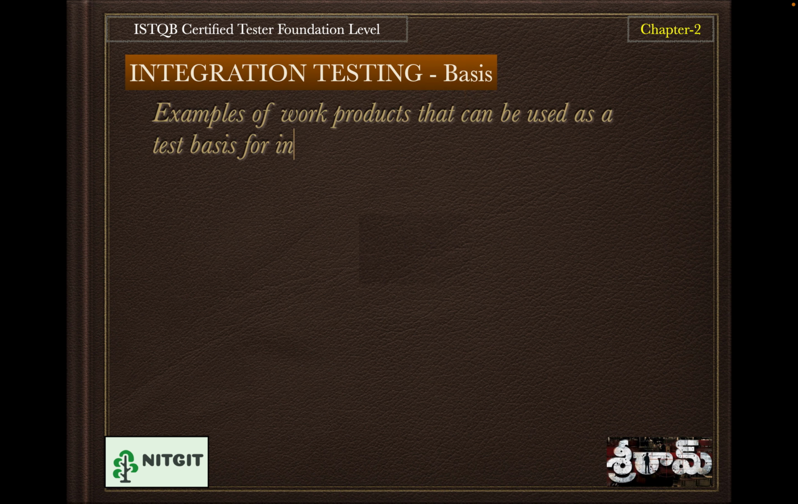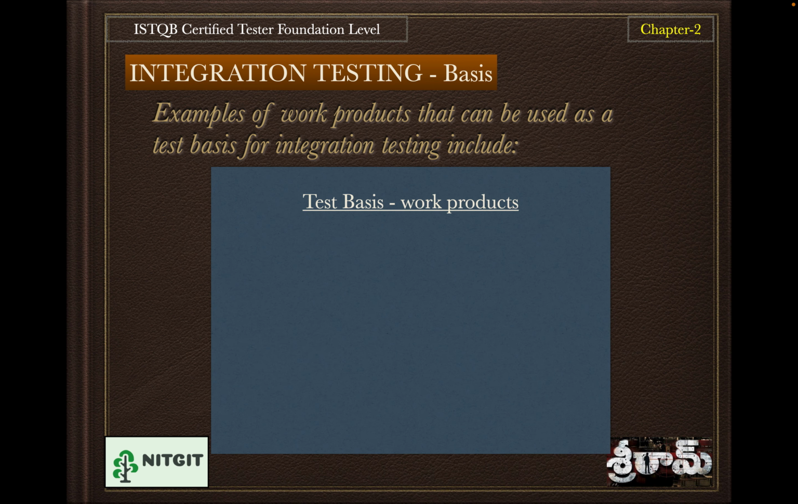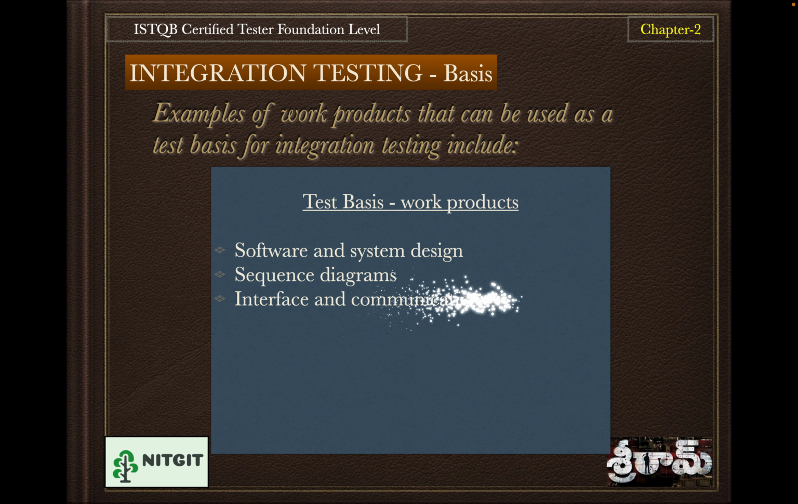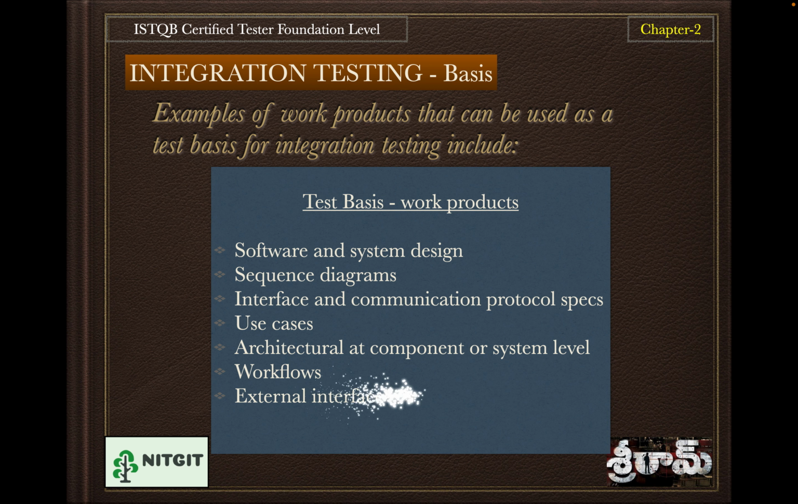Integration testing basis. Examples of work products that can be used as a test basis for integration testing include software and system design, sequence diagrams, interface and communication protocol specifications, use cases, architecture at component or system level, workflows, external interface definitions.